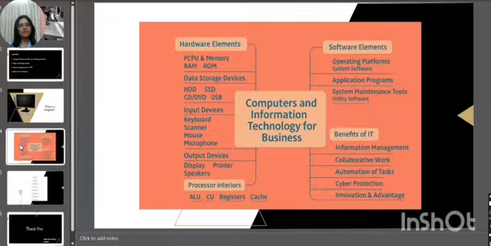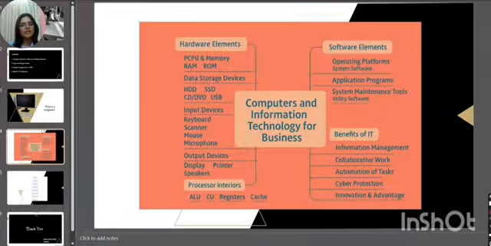Hardware refers to the physical parts of the computer, and we have the CPU and memory. These are the central components, including RAM and ROM. RAM is random access memory. This is used for temporary storage, while ROM is read-only memory, storing essential instructions.